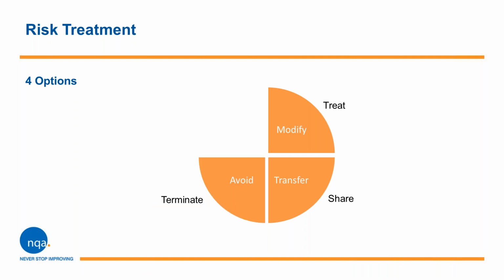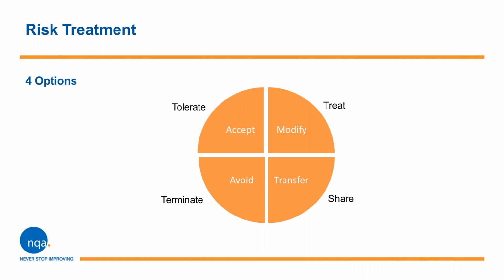The next one is terminate or avoid. Now, this is just ending the activity or circumstances causing a risk, for example, by not carrying out the risk or by moving it to a different location. Now, this occurs when there's no cost-effective action to reduce the risk. It may involve choosing an alternative activity which meets the business need.